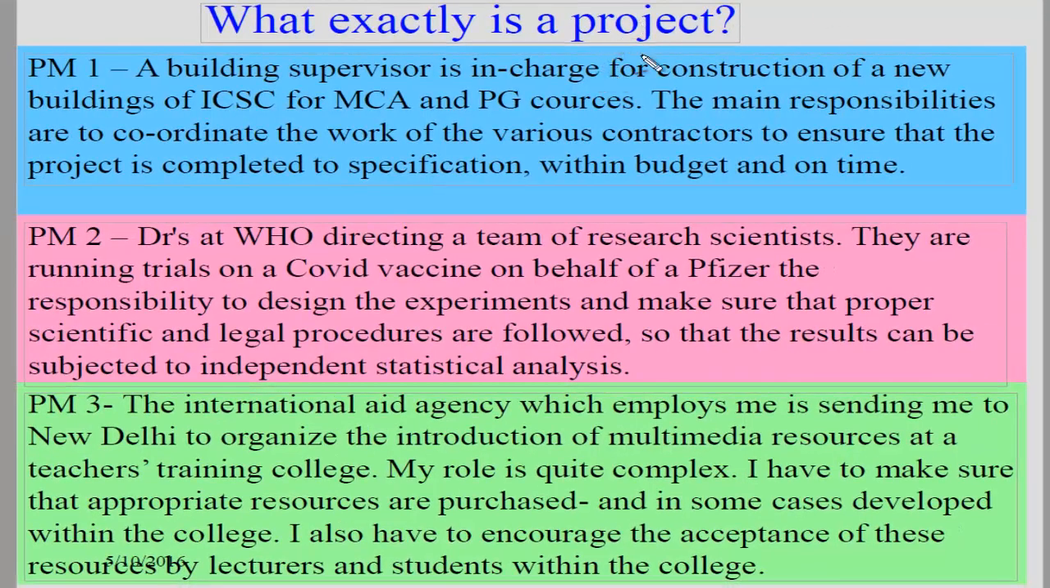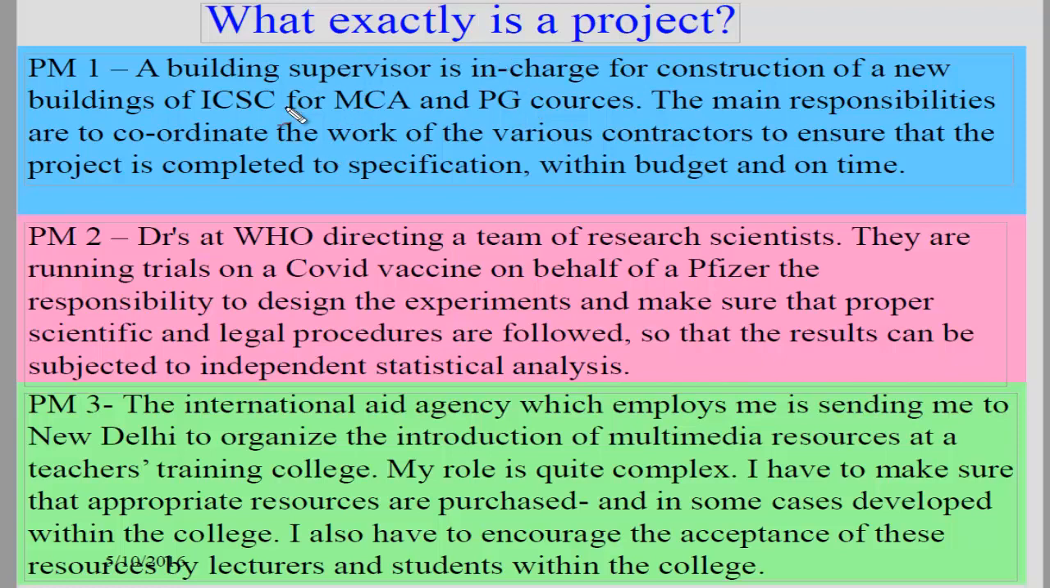So what exactly is a project? For example, we are building new buildings. From the gate, on the right side, you can see a lot of buildings getting built up. Say there are some building supervisors who are in charge of construction of these buildings. What is their main responsibility? They coordinate the work of various contractors. Some contractors are getting bricks, some are getting iron, some are getting concrete, and there are a lot of people working together. Somebody has to get material, somebody has to build it, somebody has to design it. There are a lot of things to be done.